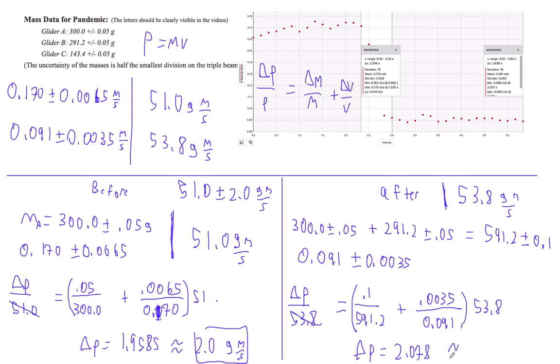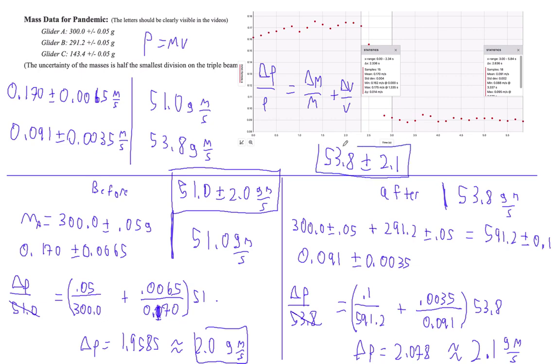Okay, so I'm going to say that that's about, we want to round these to 2 digits is the general rule, 2.1 gram meters per second. So now we've got these two momentums, right? Before it was this. Afterwards, it was 53.8 plus or minus 2.1 gram meters per second.